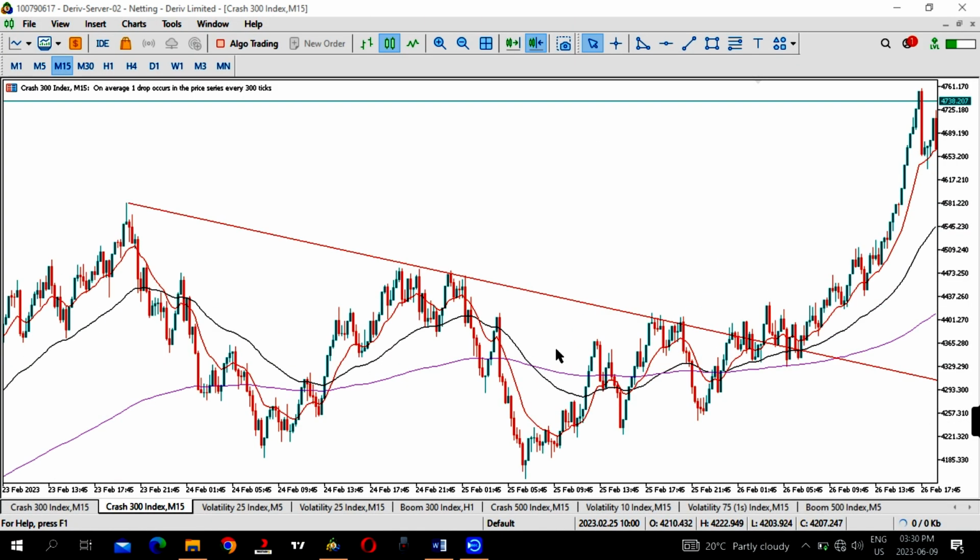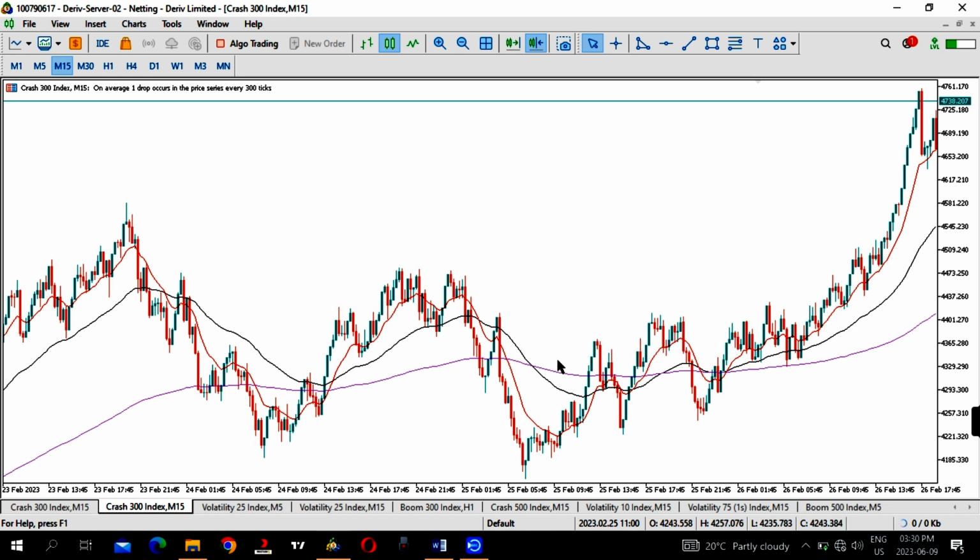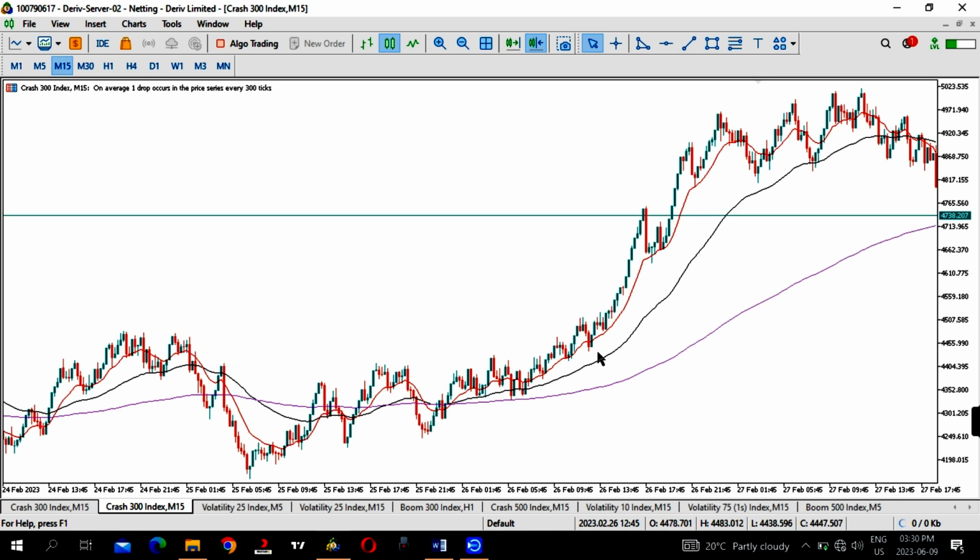I'm using 3 moving averages for this strategy, right? So let me show you the settings for these indicators. Firstly, I've got this red line over here, this red moving average. That's the 13 moving average. And then this black moving average, that's the 50 moving average. And the purple, that's the 200 moving average, right?